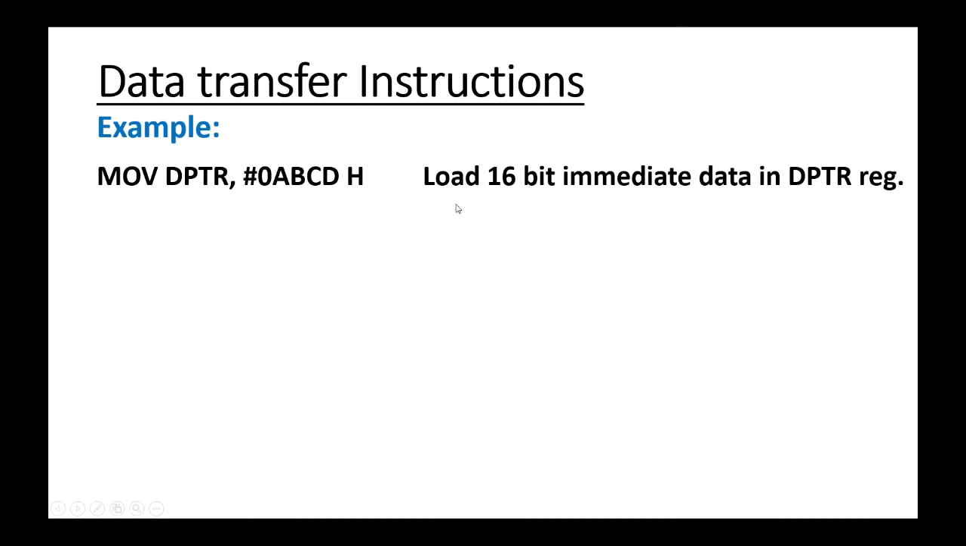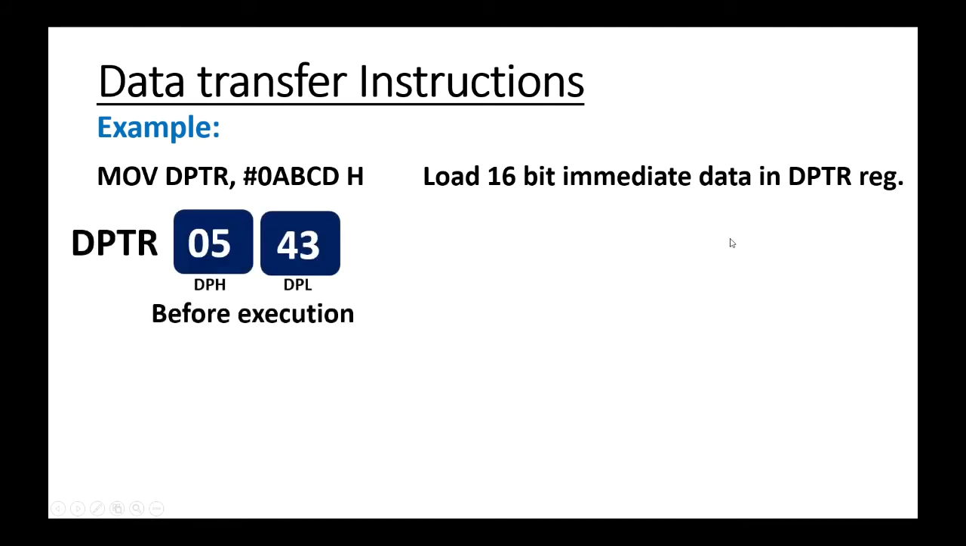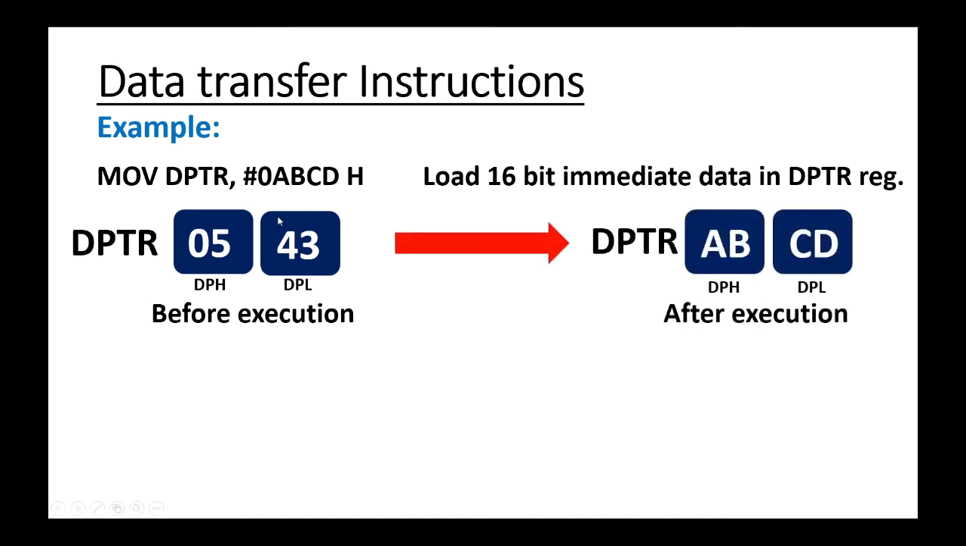This instruction is loading 16-bit immediate data into the DPTR register. So we know the DPTR register is further divided into DPH and DPL, which can be separately accessed. So let's assume before execution DPTR is having 05 and 43 in DPH and DPL in its higher and lower byte respectively. But after loading this immediate data into DPTR, the DPH would be containing AB and DPL will be having CD.